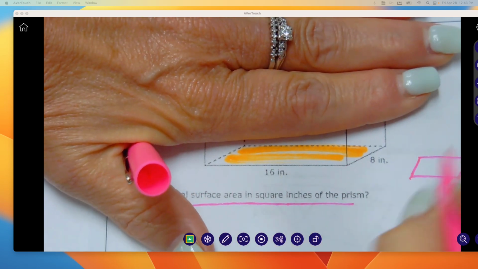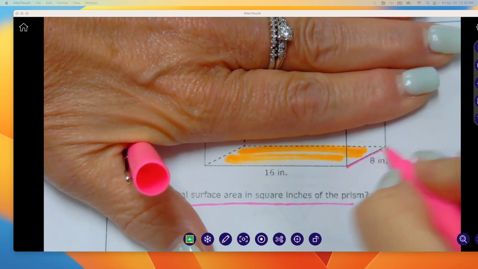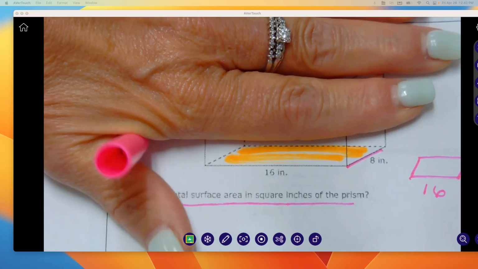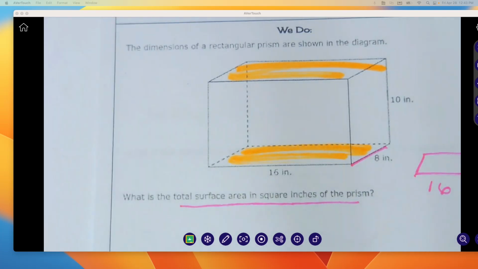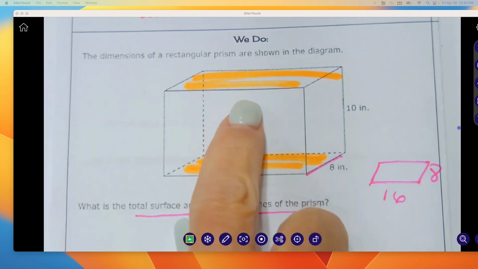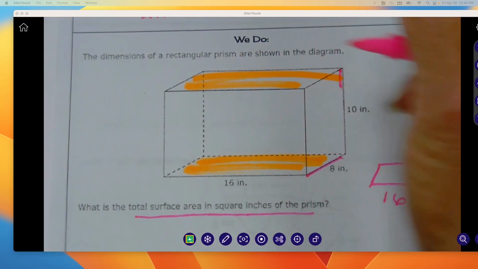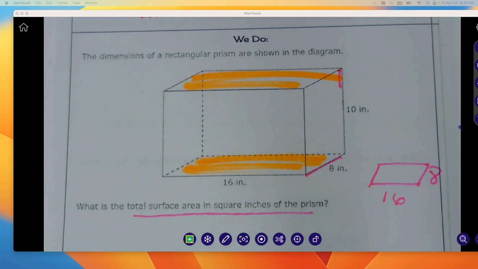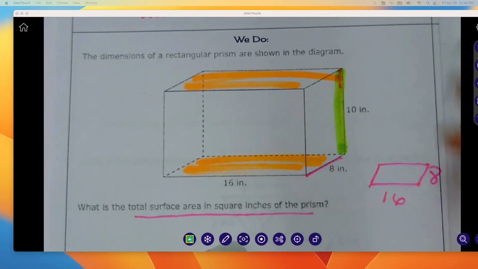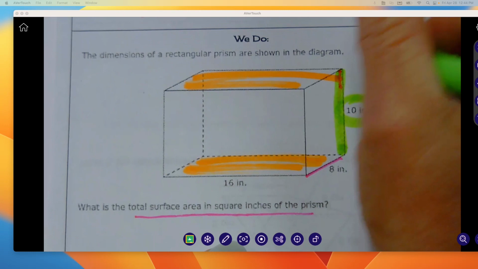This side length is 16. This side length is 8. Okay, that's my base. Once I have my bases, I'm going to connect them. Let me get a different color. I'm going to connect these from base to base. I'm going to circle this and I'm going to write H.